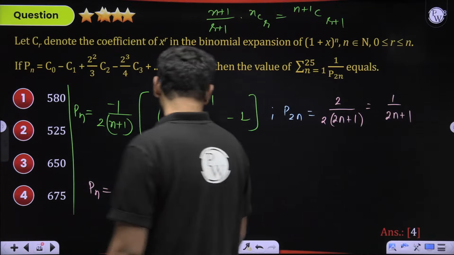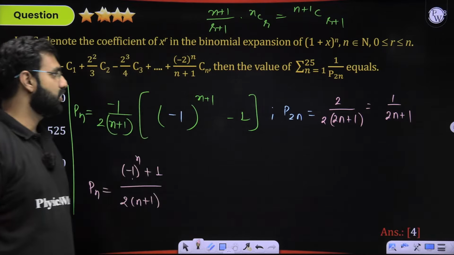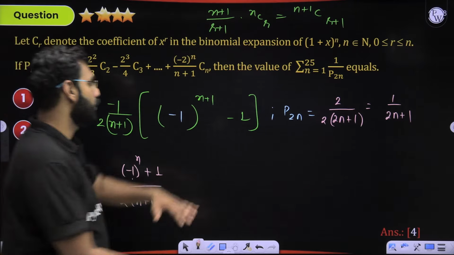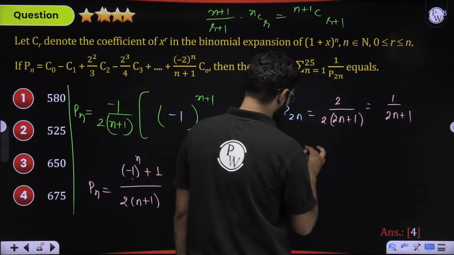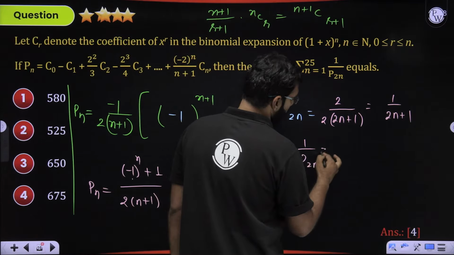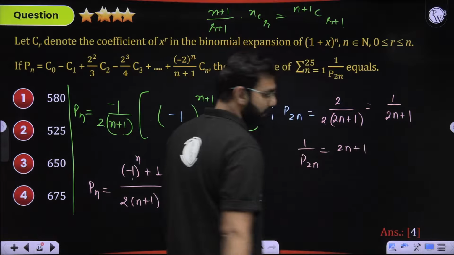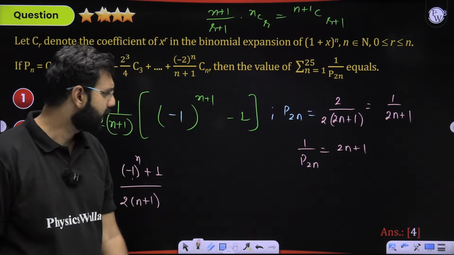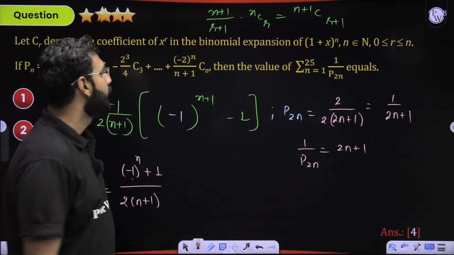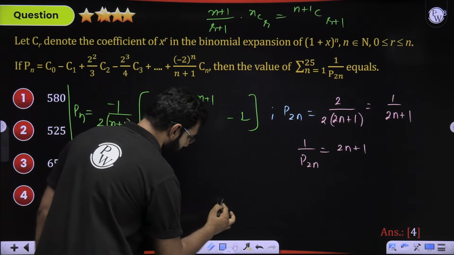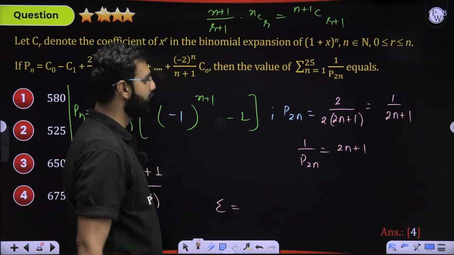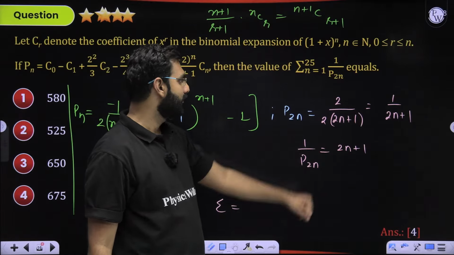Now, they're asking you the summation of 1 by P2n. So 1 by P2n means the reciprocal of this. So 1 by P of 2n will be 2n plus 1. Correct me if I'm wrong. Everybody got that? That's nothing but what? Odd numbers. So if I find that summation which we are asked, that summation will be what? When you replace n by 1, it is what?